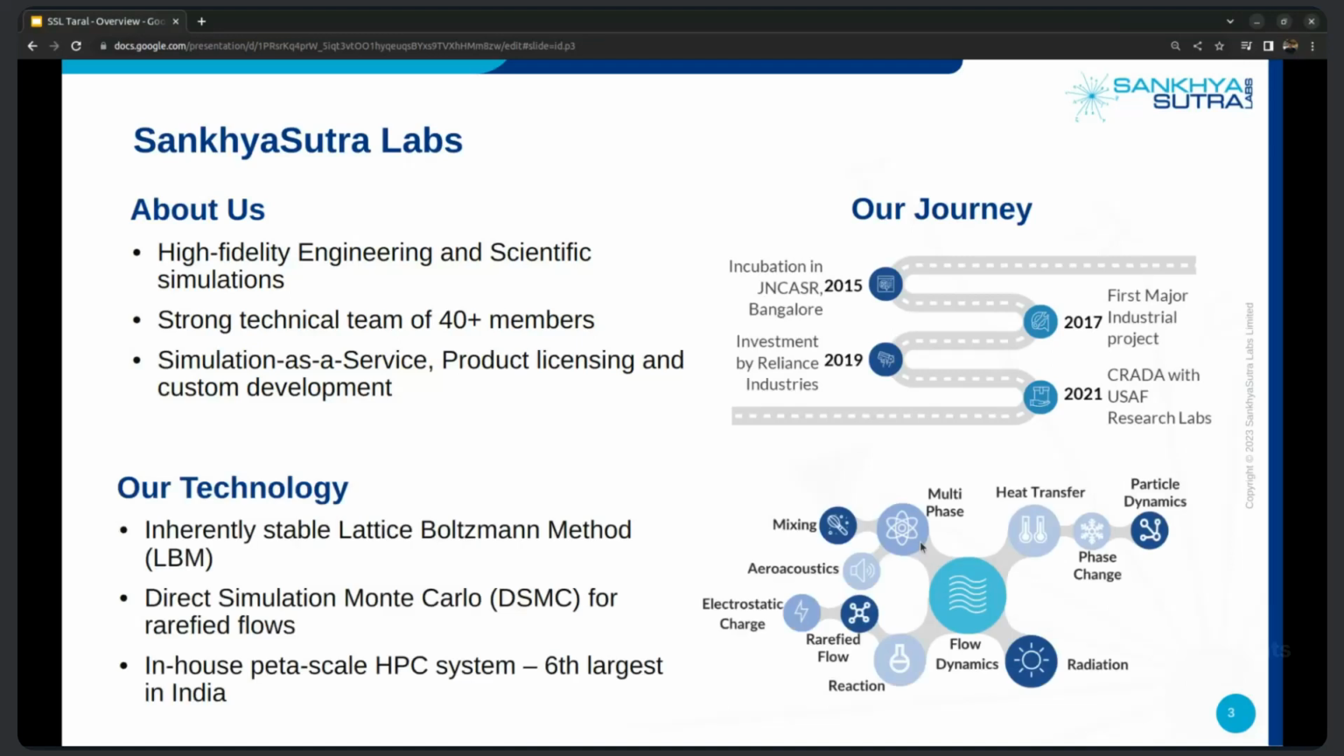So our technology is basically composed of two main tools. The first is our Lattice Boltzmann based CFD solver, which is used for most multiphysics applications. And for the specific use case of rarefied flows, where other methods seem to struggle and particle tracking based methods show best results, we use something called the direct simulation Monte Carlo method. And we run all our simulations through our in-house petascale HPC system. It's called Rudra, and it's the sixth largest supercomputing cluster in India.